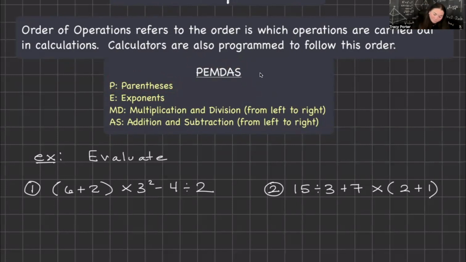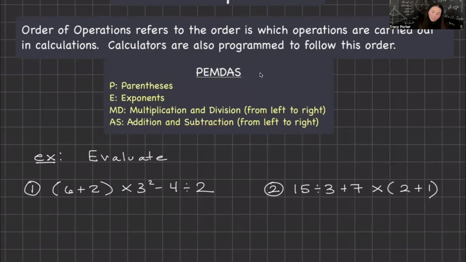Exponents will have to always be taken care of as well. And then multiplication and division would be next, and these are really treated equally. So it doesn't matter which one occurs first, you just follow it in order from left to right. And addition and subtraction, finally, the same thing. Once again, you can add and subtract as long as you're doing it from left to right. You want to follow that order.